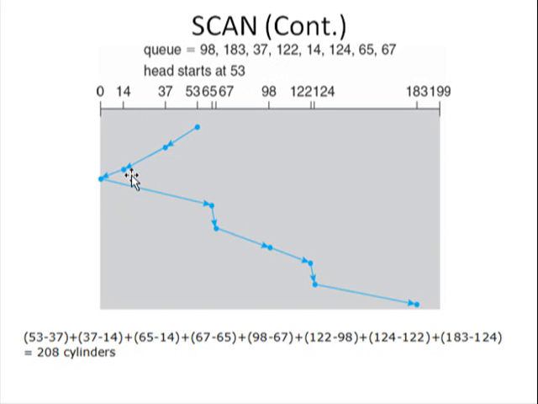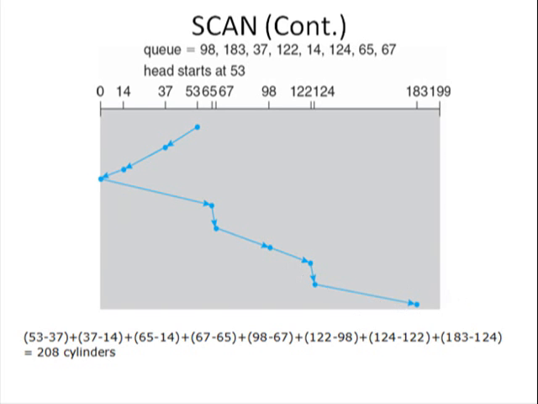Then it will move to 14, then it will move to 0, and once it reaches this end of the disk, it will move in the opposite direction, again servicing requests which come along the way. So it will move from 0 to 65, then to 67, then to 98, then 122, then 124, and finally stop at 183.